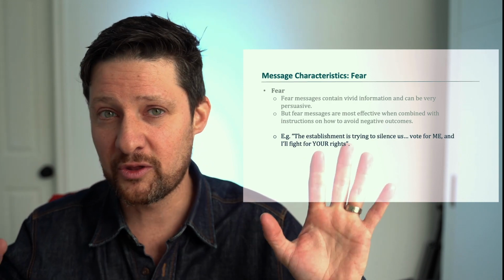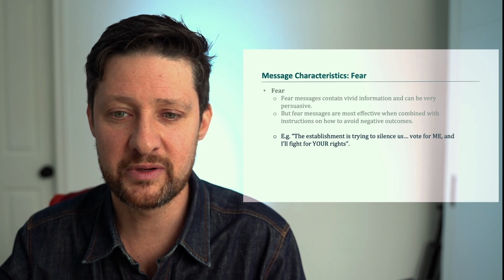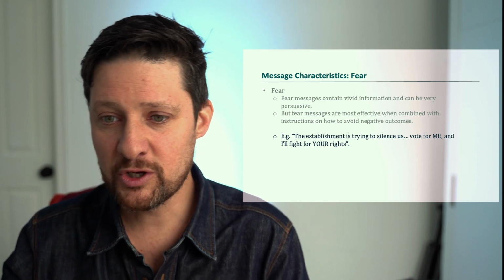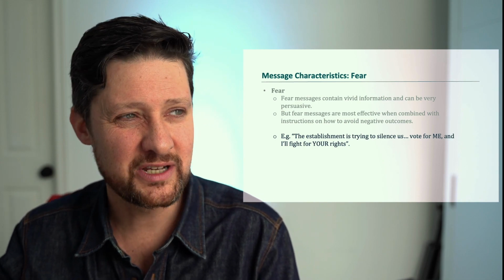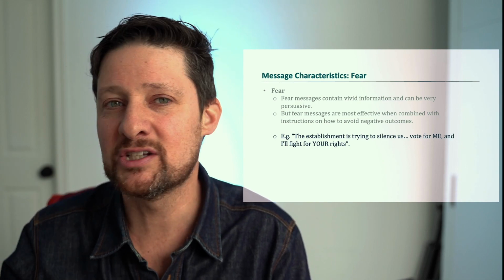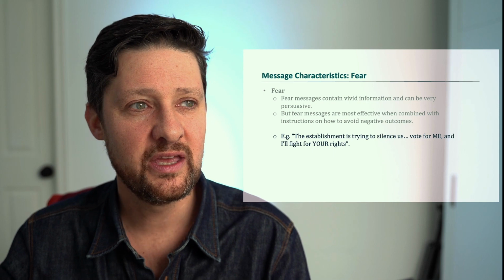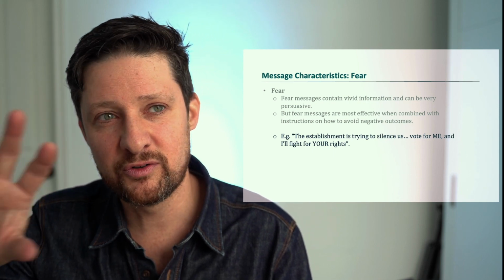But there are examples of that a little bit everywhere. So, another, more recent example is Trump saying the establishment is trying to silence us, so he made the established kind of, U.S.